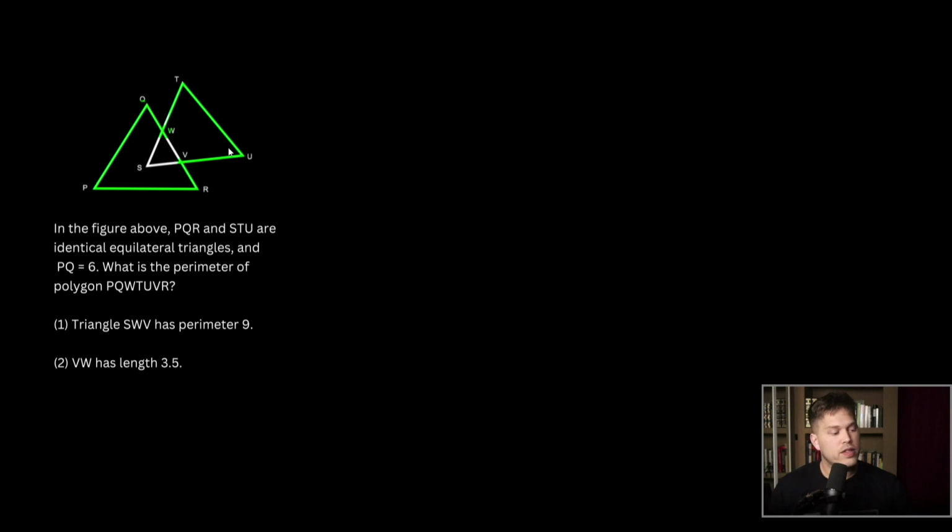Statement 1 tells us that triangle SWV has a perimeter of 9. So this triangle here has a perimeter of 9. We'll notice that everything highlighted, green and yellow, would have what length? It wouldn't exactly be a perimeter as there's some overlap, but it would have a length of 36, as we're told that PQ has a length of 6, and we have two congruent equilateral triangles, and 6 times 6 is 36.